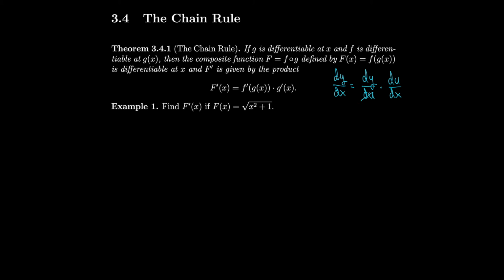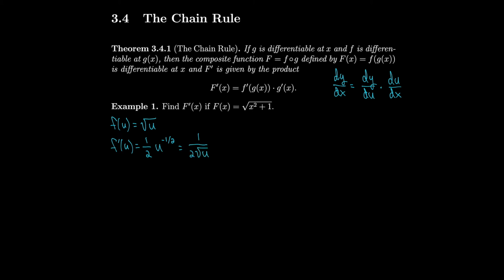However, you have to be a little bit careful with that, because even though we write these to look like fractions, they are not actually fractions, even though they have a lot of the same properties. So let's do an example and find F prime of x if F of x is the square root of x squared plus 1. So in this case, f of u is equal to the square root of u. So that means that f prime of u is equal to half of u to the minus 1/2, which is the same as 1 over 2 root u.